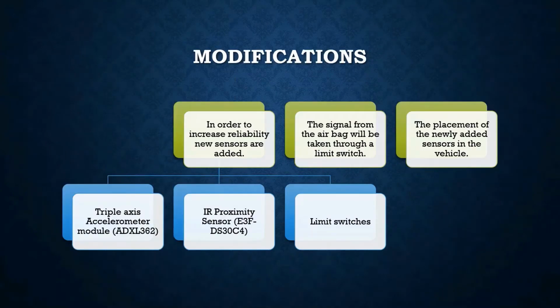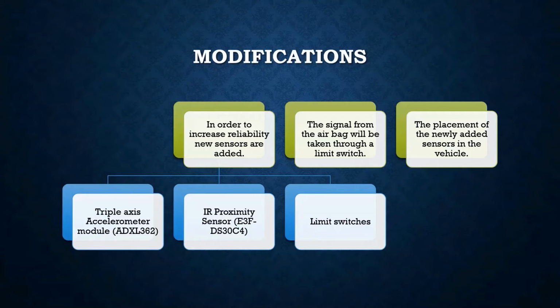3 major modifications have been done. The first one is, in order to increase reliability, new sensors are added, considering new parameters. The first sensor is the triple axis accelerometer module. From this sensor, we'll be able to identify the acceleration drop or the deceleration and also the angle of the vehicle at the moment, which will be crucial in identifying whether the vehicle is toppled or not.